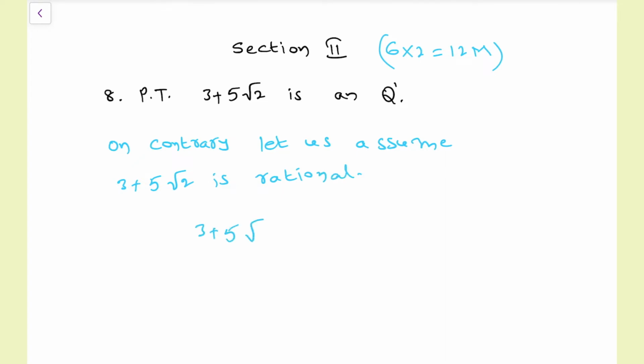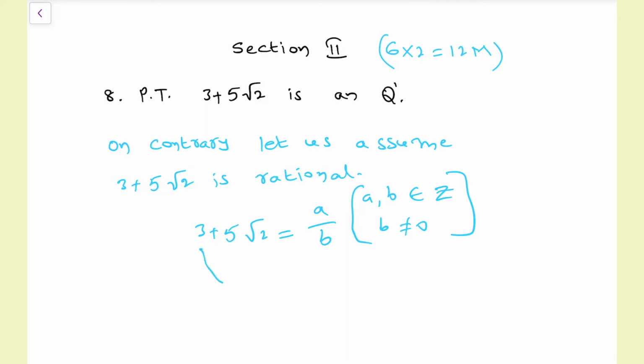Three plus 5 root 2 equals to, we are assuming that 3 plus 5 root 2, as in the given question, is a rational number. If it is a rational number, then definitely it is going to be in the form of p by q. But according to our textbook, it is a by b, so I am also writing it as a by b only. So 3 plus 5 root 2 is equal to a by b. Then the same p by q conditions need to be written: a comma b belongs to integers and b not equal to 0.